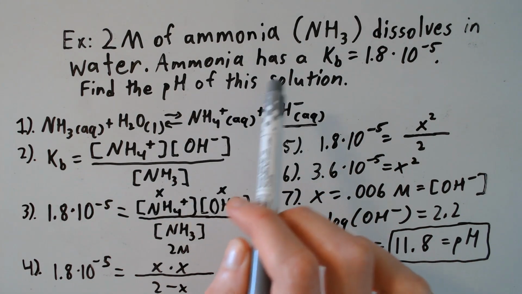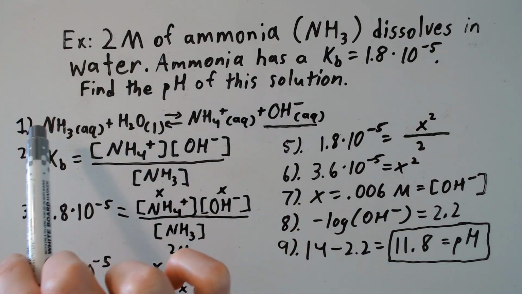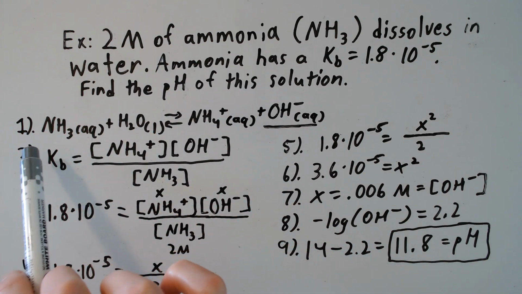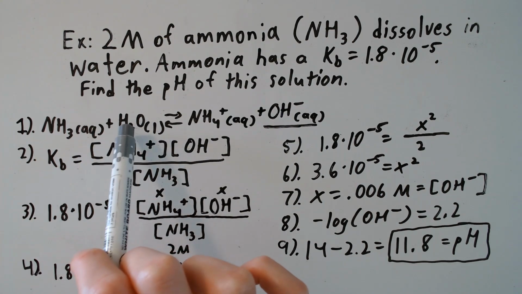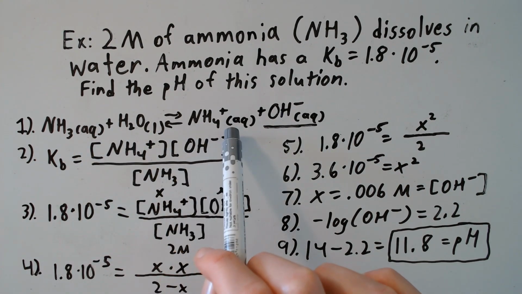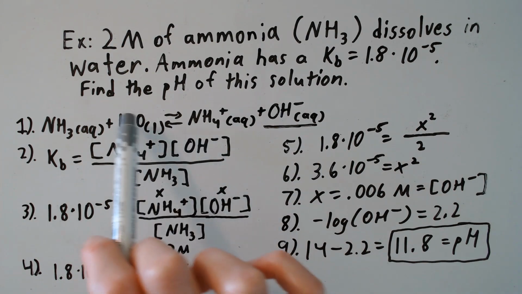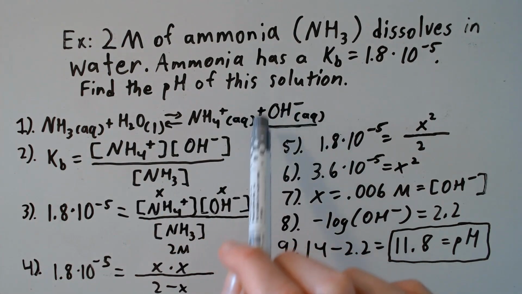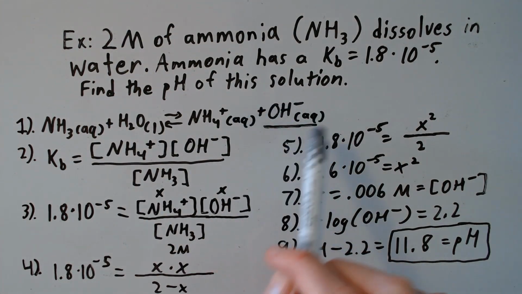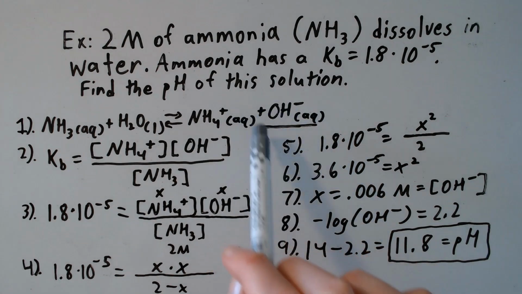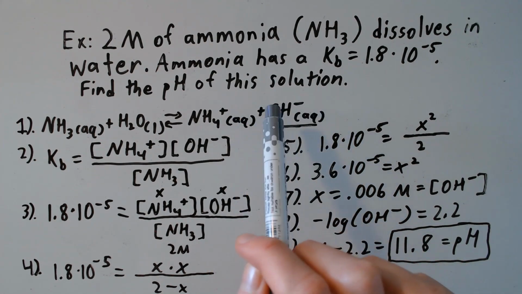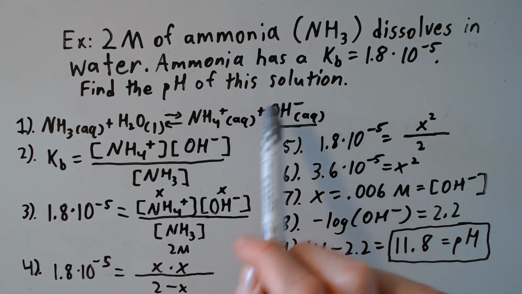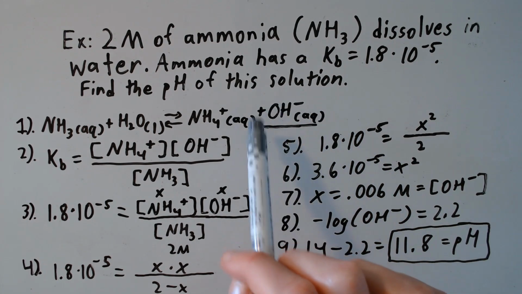So let's see what happens when ammonia actually dissolves in water. The ammonia, right here, takes an H from the H2O and becomes NH4+. And it leaves the H2O with OH-, our hydroxide ion. And by finding the concentration of these hydroxide ions, we can easily then find the pH. So how can we find the concentration of these hydroxide ions?